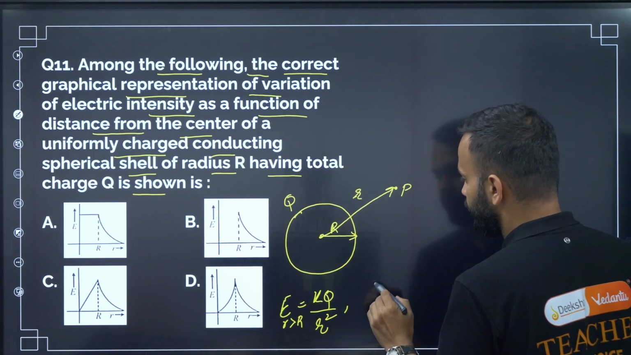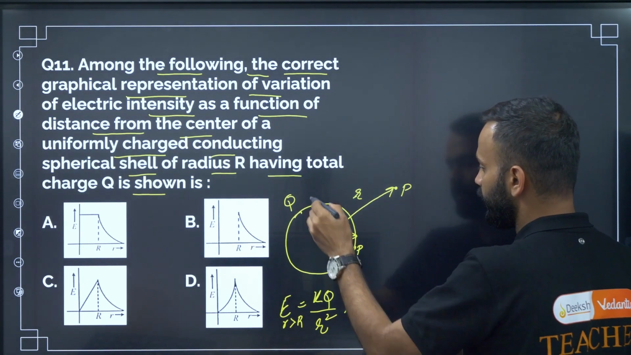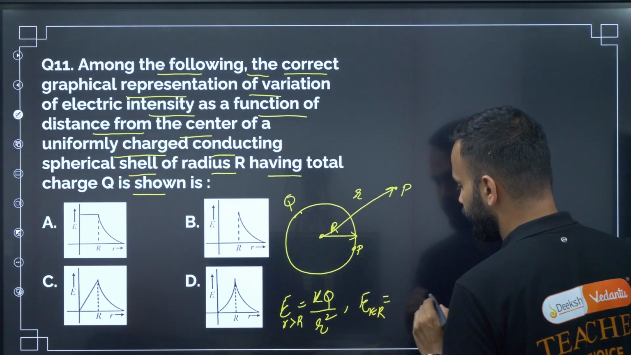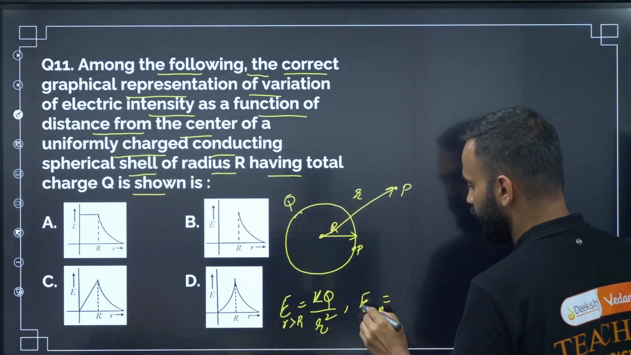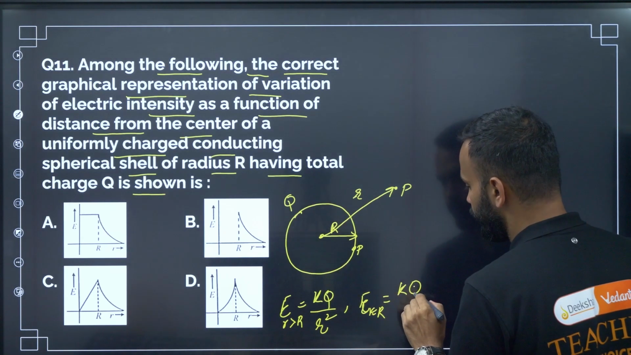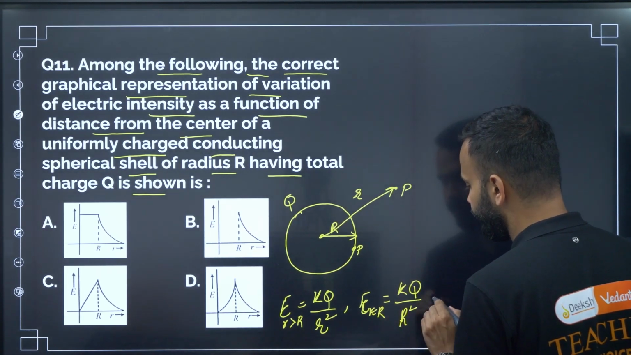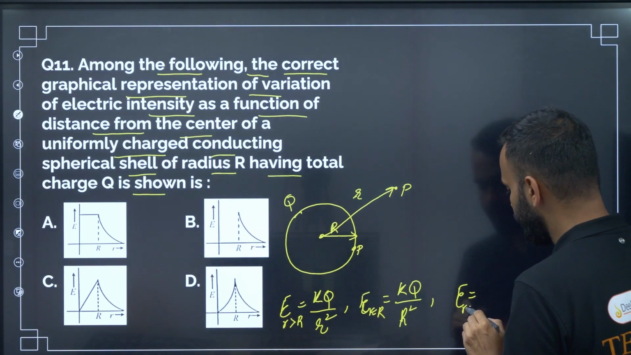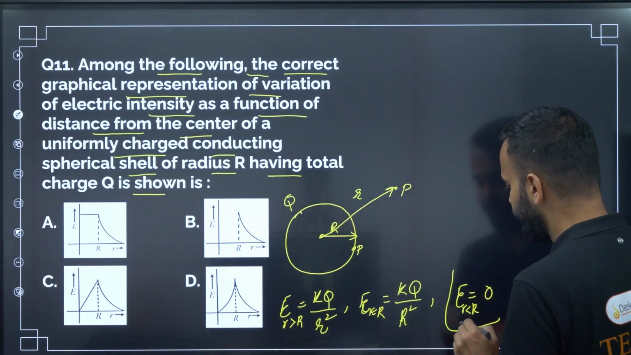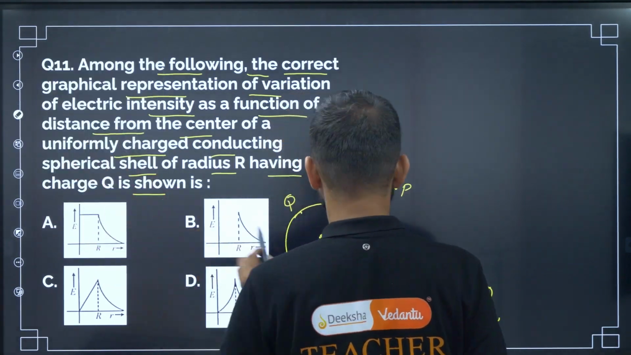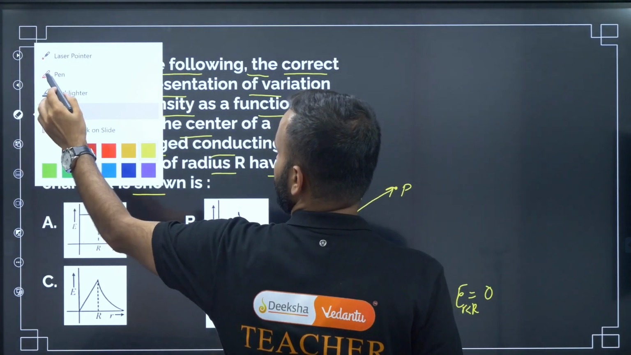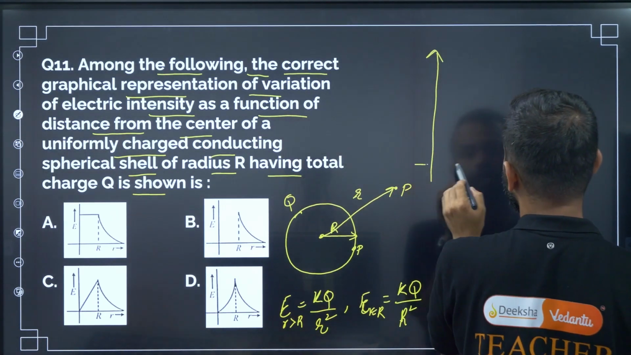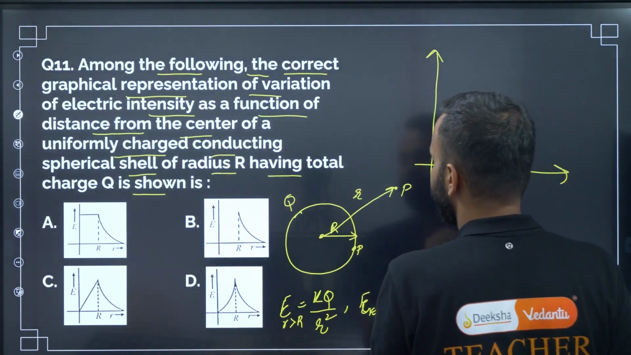Then if the point P lies on the surface of the spherical shell, r equal to capital R, the electric field on the surface is equal to k into Q divided by capital R square. And the electric field inside the spherical shell is 0. So now we have to draw the E versus r graph, or take the correct option of the E versus r graph.